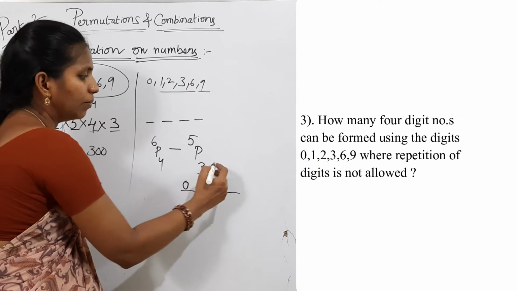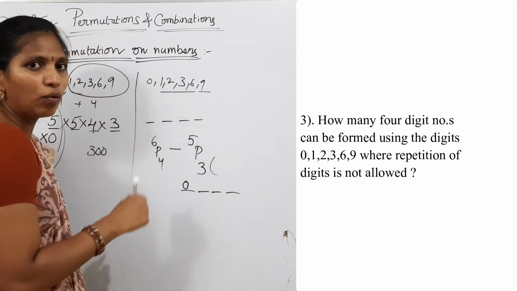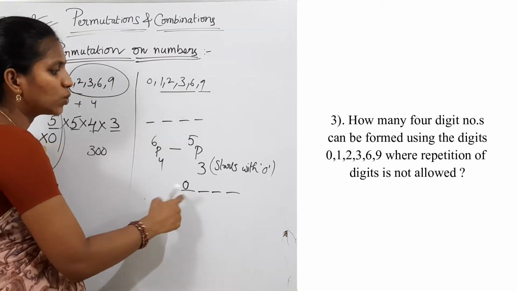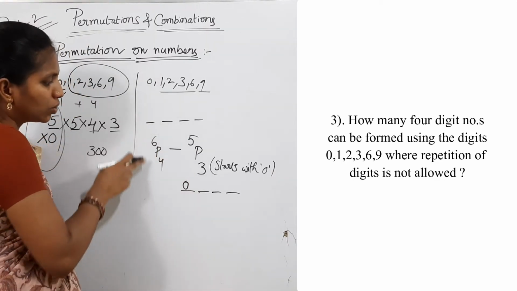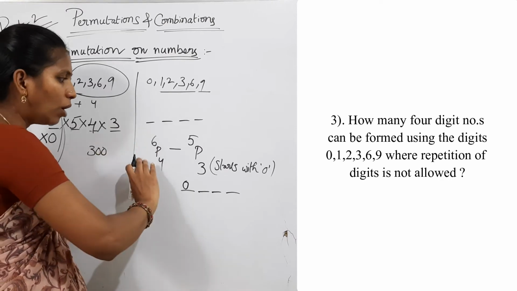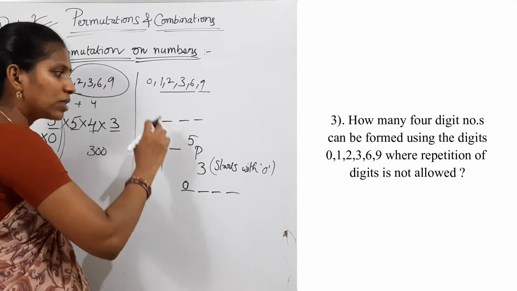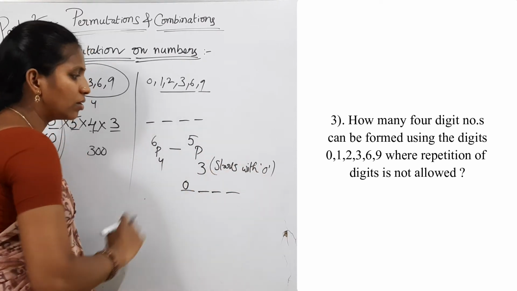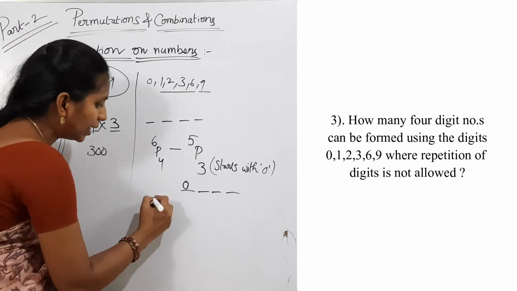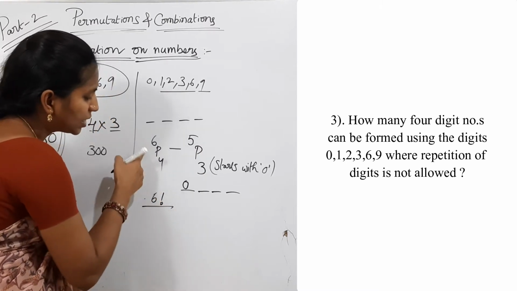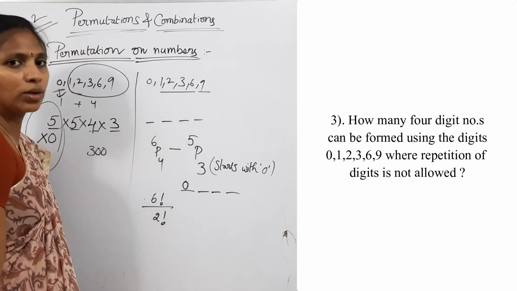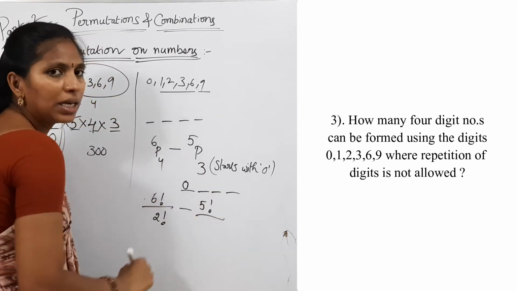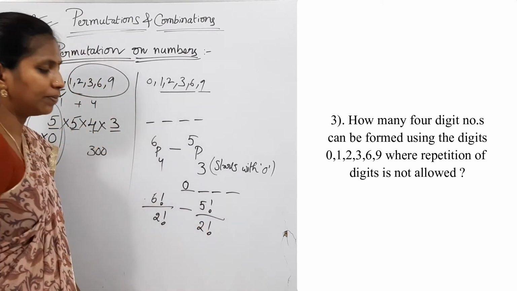Okay, what is this 5P3 for? It is for the numbers that start with 0. So 6P4 is for all possibilities, and from all possibilities I have subtracted the possibilities which start with 0. So calculate: 6 factorial by (6 minus 4) factorial, that is 2 factorial, minus 5 factorial by (5 minus 3) factorial, that is 2 factorial.